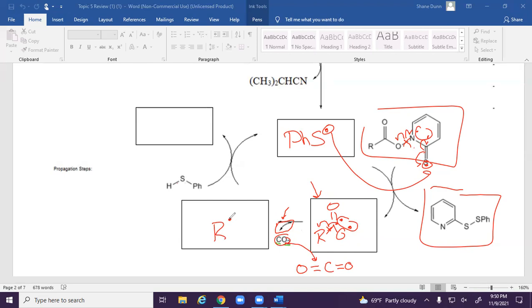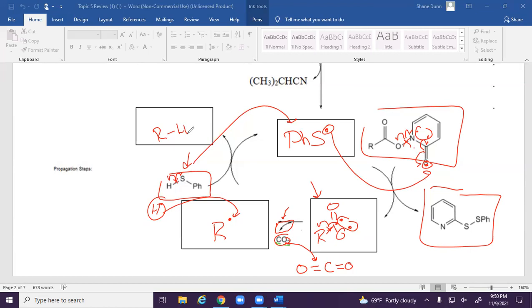Now I have this radical R. He is interacting with H, S, pH. How does this guy become this guy? Athena? By losing a hydrogen. You get one, you get one. The hydrogen radical bonds with that, and you get that. And then it starts over and over and over again.